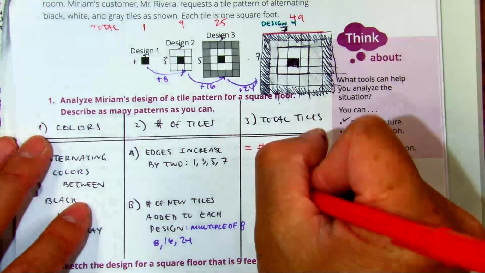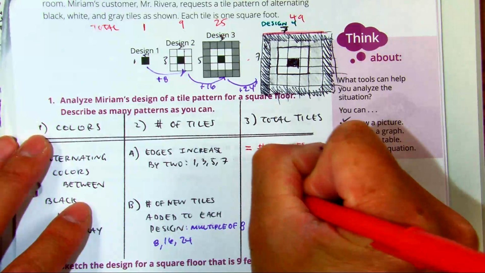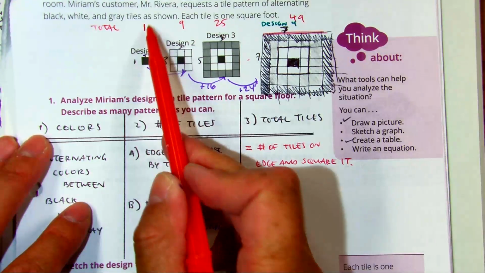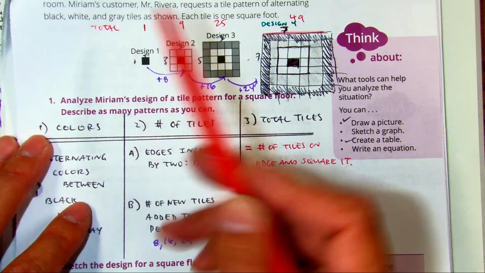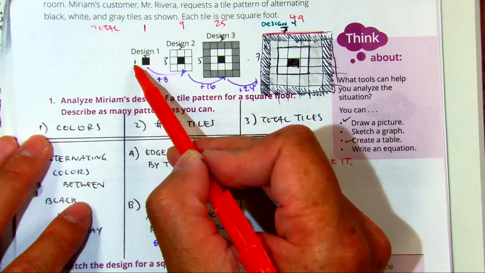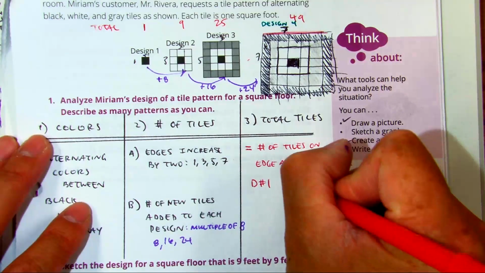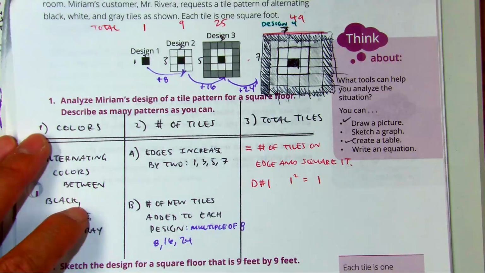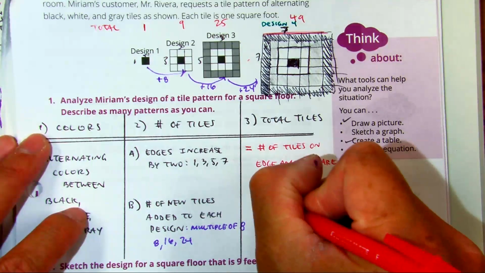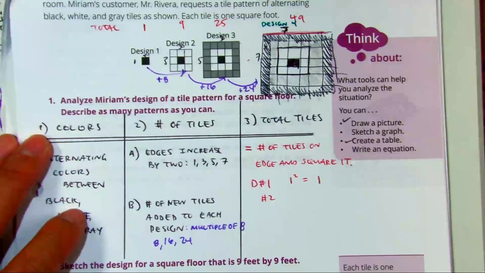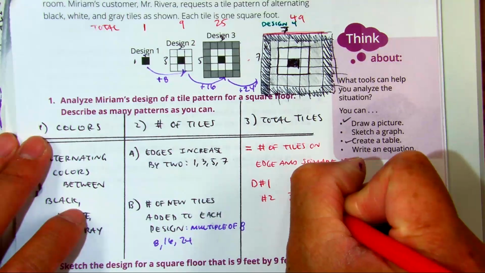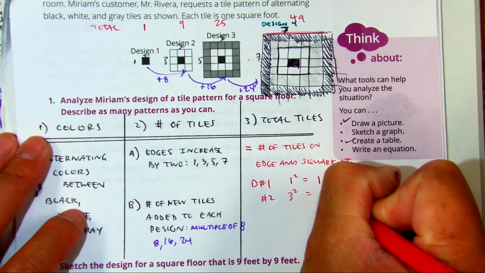So let's say this. Let's just say I have design number 1. How did you get the total of 1? 1 times 1, which is 1 squared, and you get a total of 1. How about design number 2? Is it 2 or 3? So we have 3, so you get 3 squared, which is how many? 9. Design number 3.